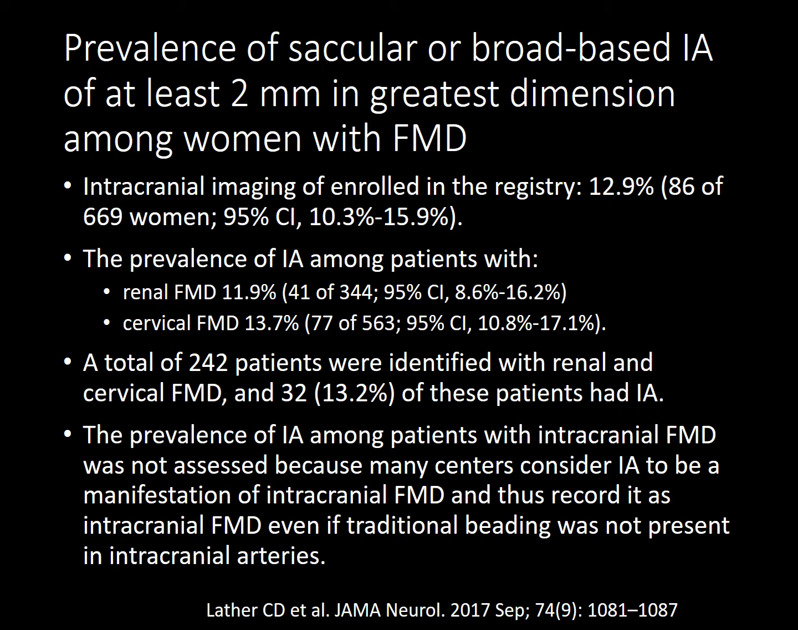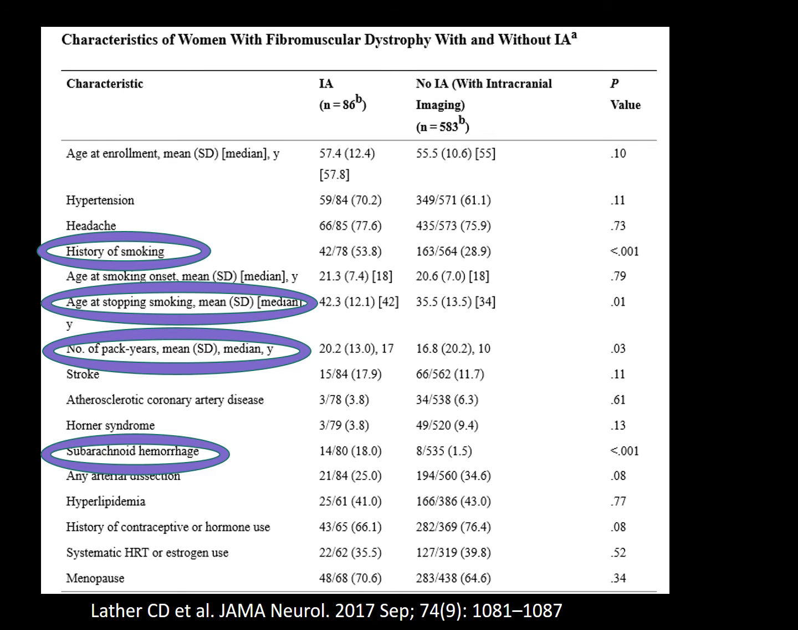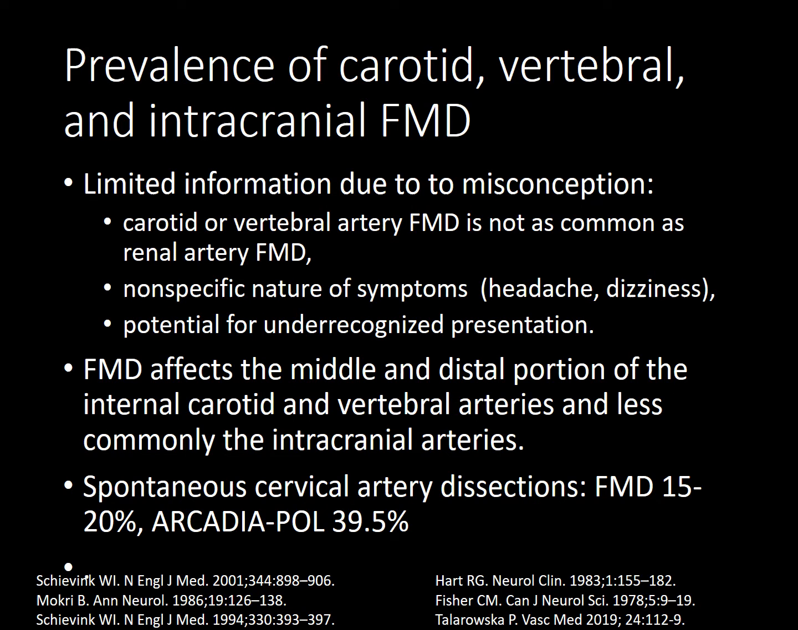Also, there are some centers that presume that the prevalence of intracranial aneurysm among patients with intracranial FMD is distinct, a disorder like intracranial FMD, if the traditional beading was not present in intracranial arteries. Smoking is associated with a more severe presentation of FMD, like subarachnoid hemorrhage.